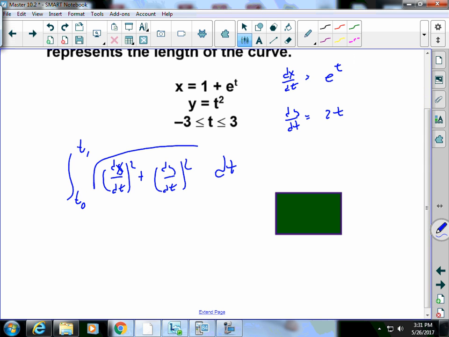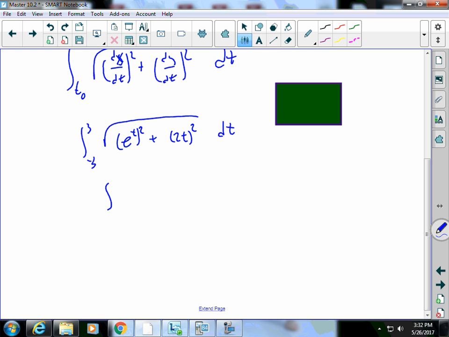So my a to b is negative 3 to 3. My dx/dt is e to the t, so e to the t squared, that's easy, plus 2t squared, take the square root, dt. We'll clean this up nicely. I'm going to go from negative 3 to 3. Let's see if I can write this a little better. e to the t squared is e to the 2t, plus 2t squared is just 4t squared. I'm going to take the square root of the whole thing, dt.